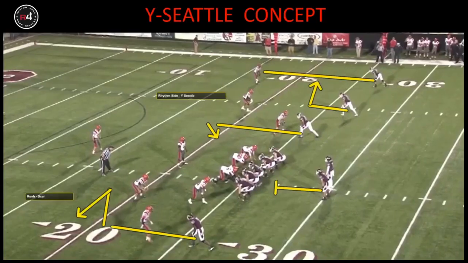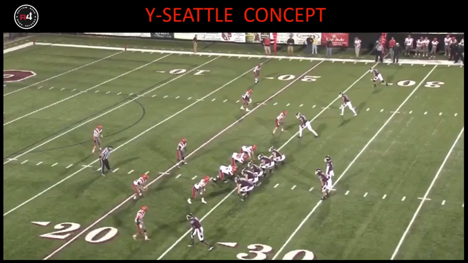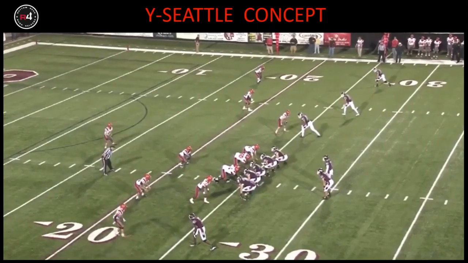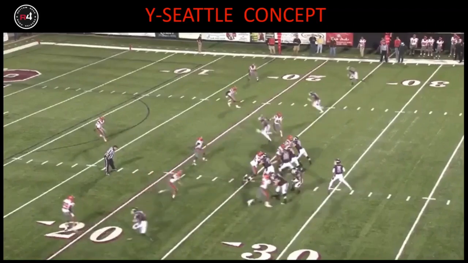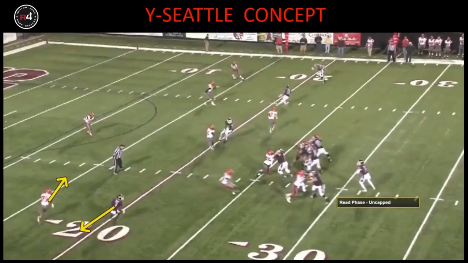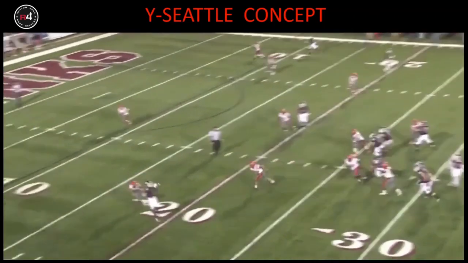Here's an example of the Y-stick with SCAR tagged on the back side. The quarterback rhythms the stick and sees the mic push to cap it on the first step of his drop. He resets to the SCAR route and sees that the corner is over and inside with his own hip angle. This is an uncapped look on the slant return. The result is an easy boundary throw for a first down.